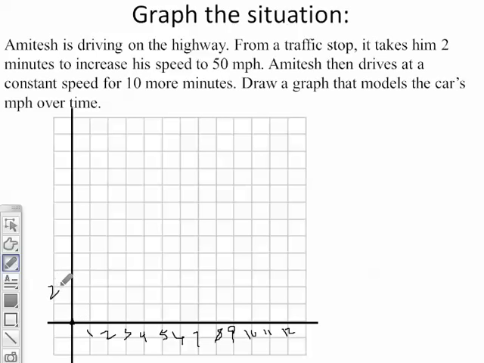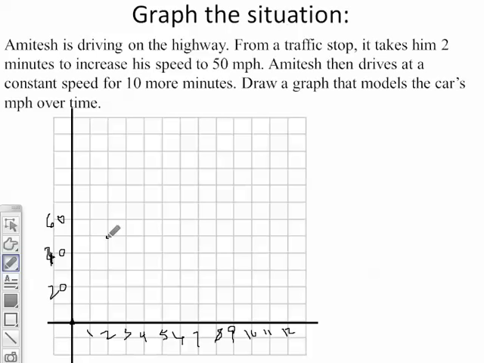And let's say this is 20 miles an hour. This one's 40 miles an hour. And this one up here is 60 miles an hour. Okay? Anything magical about what I'm doing there about deciding on the scales? Not really. Just trying to be consistent and even. Okay? So from 0, 0, it took her 2 minutes to increase to 50 miles an hour. 2 minutes to 50 miles an hour. There's my point right there.